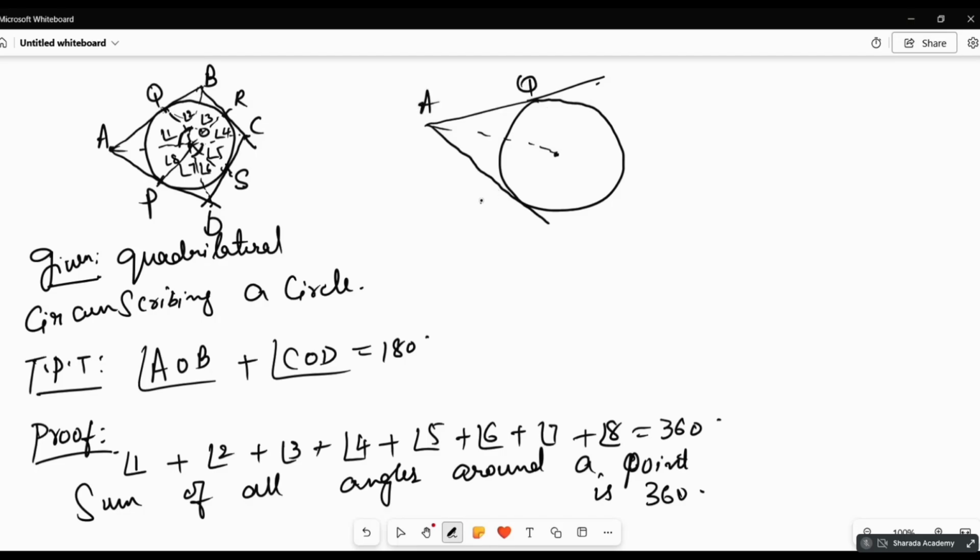See, if I draw once, triangle AQO, if I consider, AQ is equal to AP, AO is equal to AO, and OQ is equal to OP. Because all sides are equal, these two triangles will be congruent. Similarly, these two triangles are congruent, and these two triangles are congruent. Once they are congruent, by CPCT rule, I can say angles are equal. So 1 and 8 equal, 2 and 3 equal, 4 and 5 equal, 7 and 6 equal.